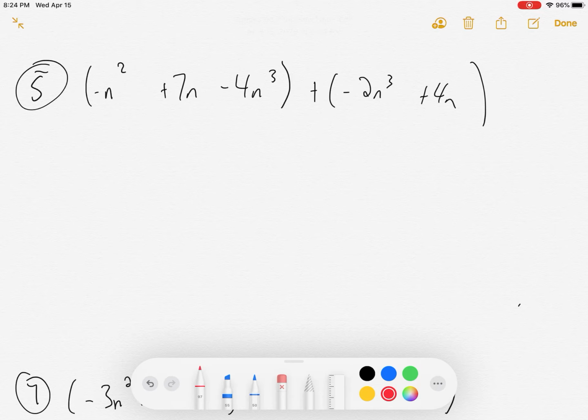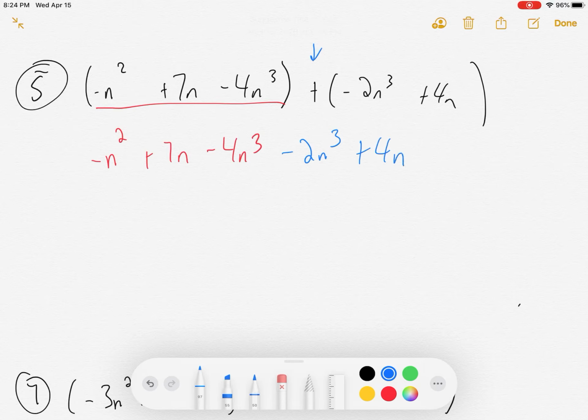Okay, so number 5, again, the first parenthesis just drops straight down. So pretty much just get rid of the parentheses. I'm going to rewrite this first term without parentheses. I just wrote it without parentheses. Okay, now my second term, since this is a plus sign, just rewrite the second term the exact same as well. Minus 2n to the third plus 4n.